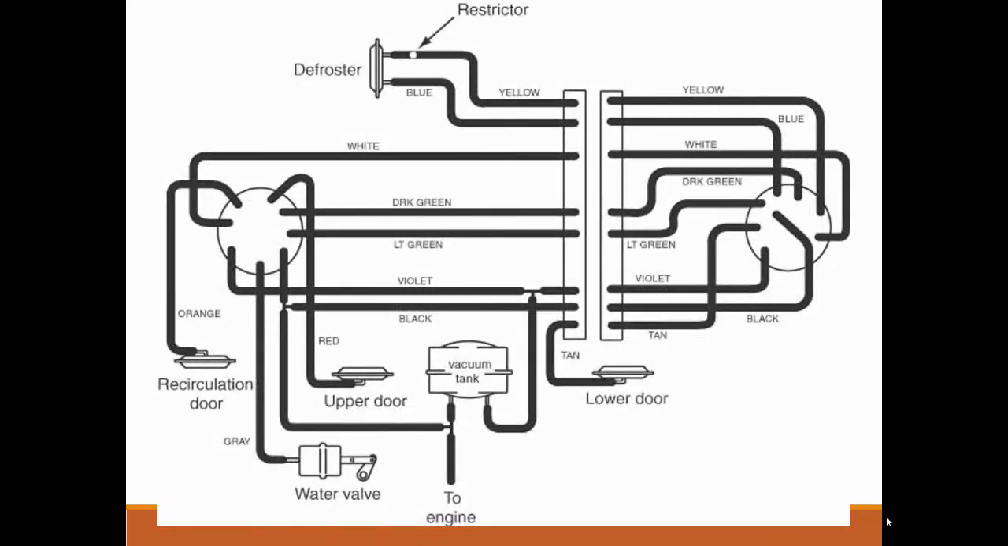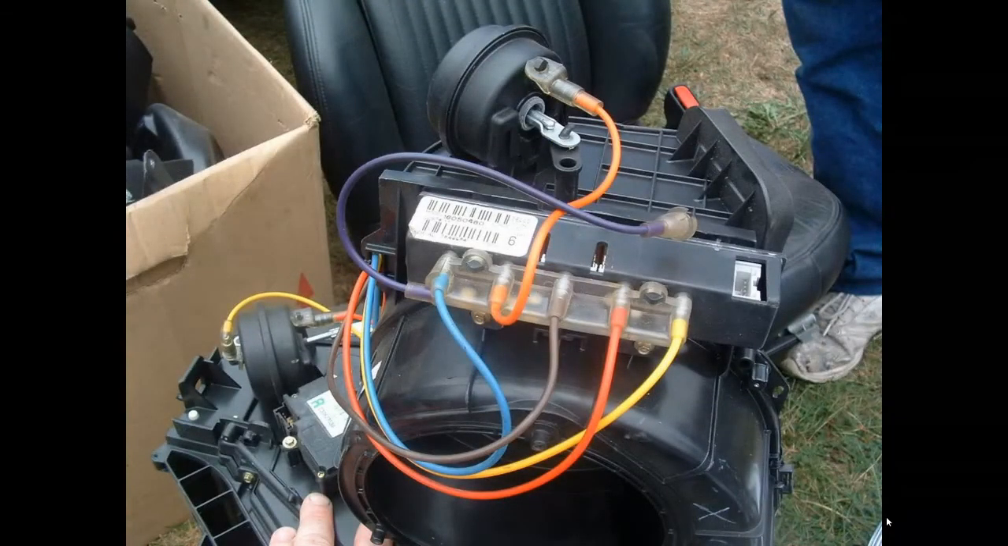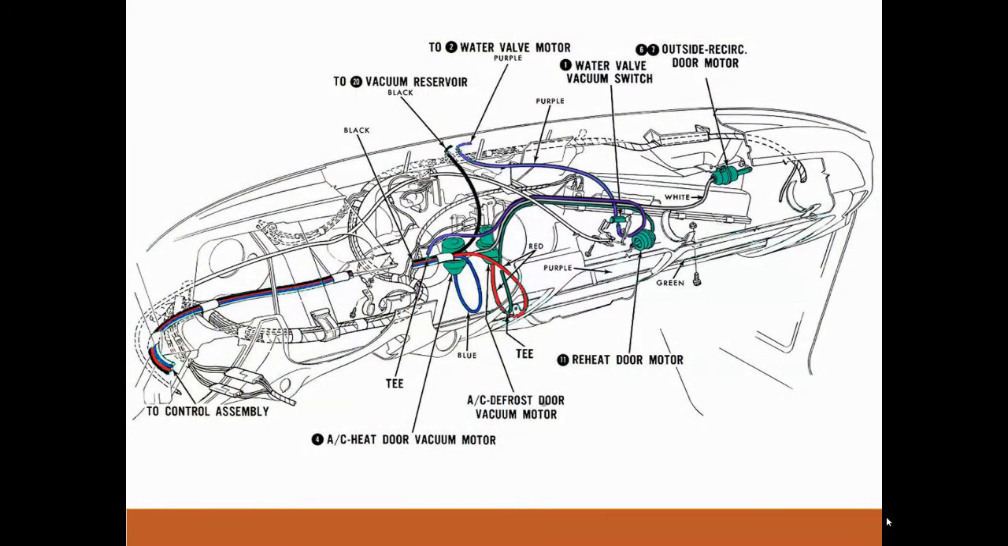No, that's not a wiring diagram. That's a vacuum diagram. And look, let's look at the top. White, dark green, light green, violet, black. What are they talking about? The vacuum hoses. These are not wires. These are vacuum hoses. They look like wires to someone that doesn't know. And these hoses go to these diaphragms. And when vacuum is applied, the diaphragm moves the lever, the lever moves the door, and the ventilation system works. Yes, there's vacuum hoses in the dash on these vehicles.